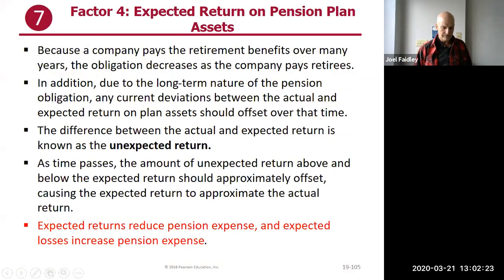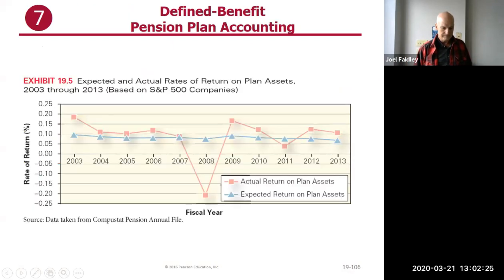Going through this rather fast. That's a good slide there. Expected and actual rates of return on plan assets, 2003 through 2013. Look what happened in 2008, 20% down. And that's when they've invested in both stocks and bonds.